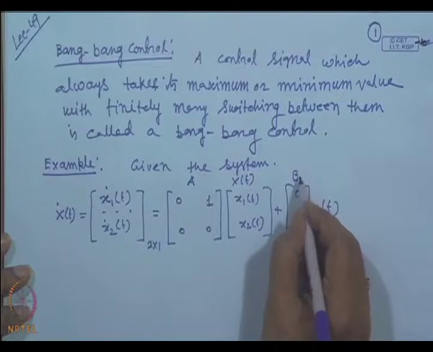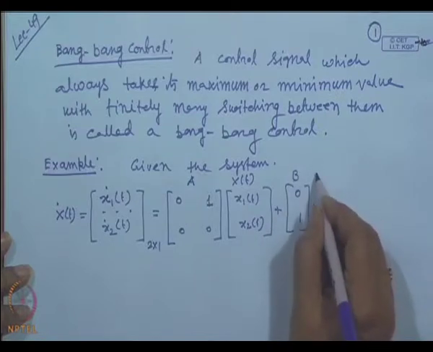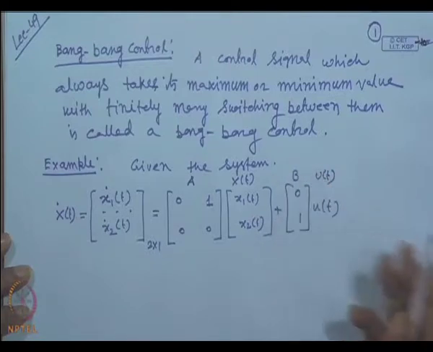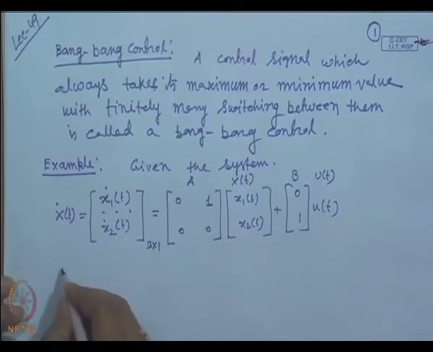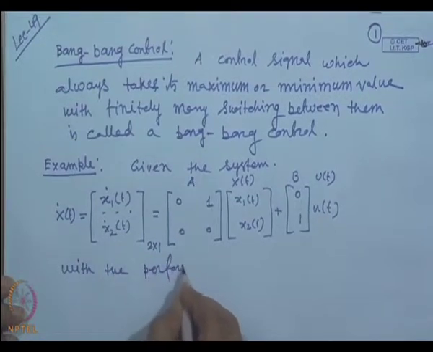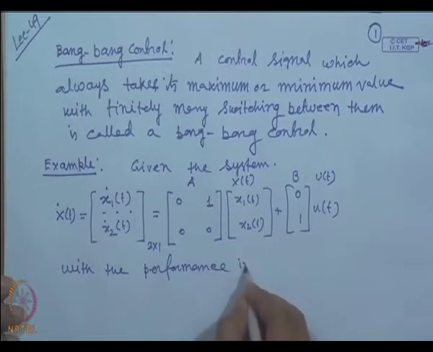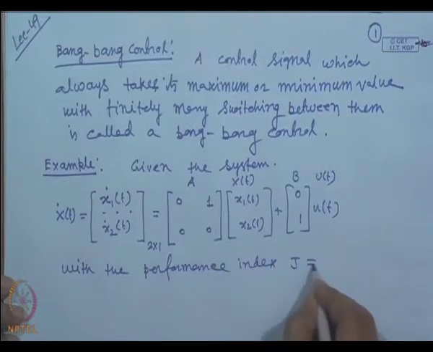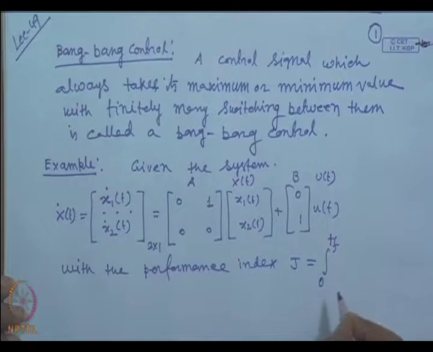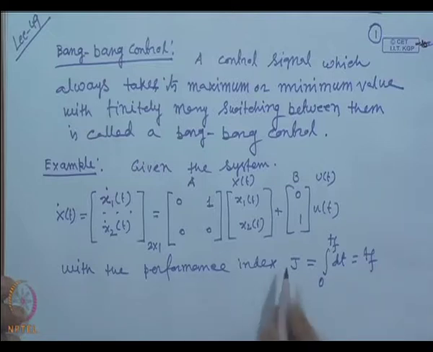If it is a single input, we generally write small b and u of t, and if it is a multi-input, capital B and capital U. So, this is our dynamic equation with the performance index J equal to the integral from t0 to tf, where t0 is equal to 0, of dt, which is nothing but tf. Therefore, we have to minimize that performance index.